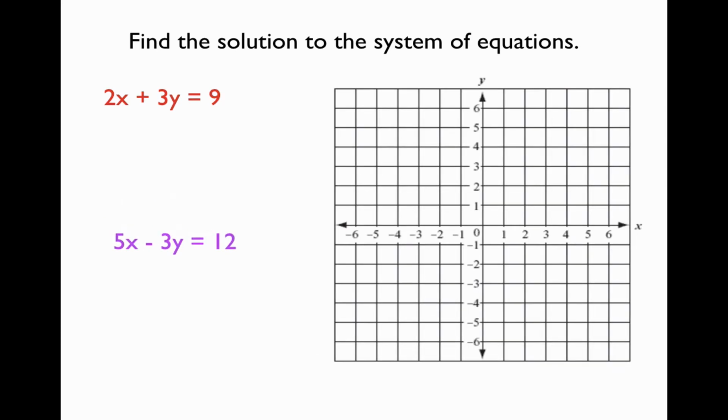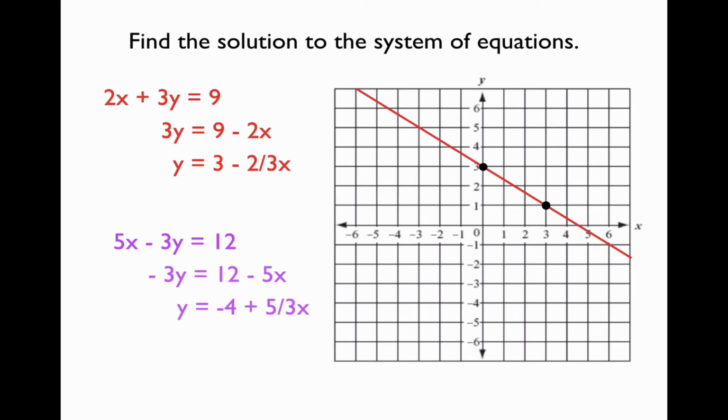In order to graph it, we could use a table, but right now I'm just going to turn both of them into slope-intercept form. So you solve for y, graph the first function, solve for y in the second function, and graph that. And sure enough, we found that the point of intersection is (3, 1). And we solved that by graphing. That seems pretty straightforward and easy.